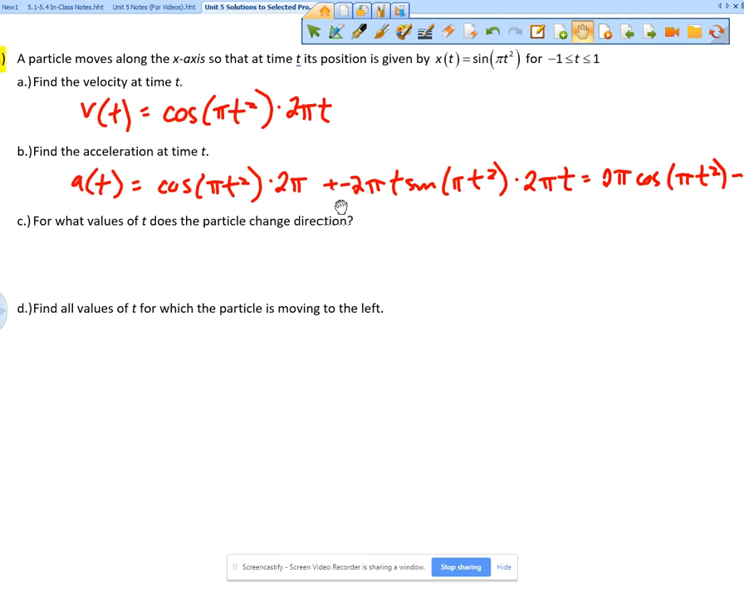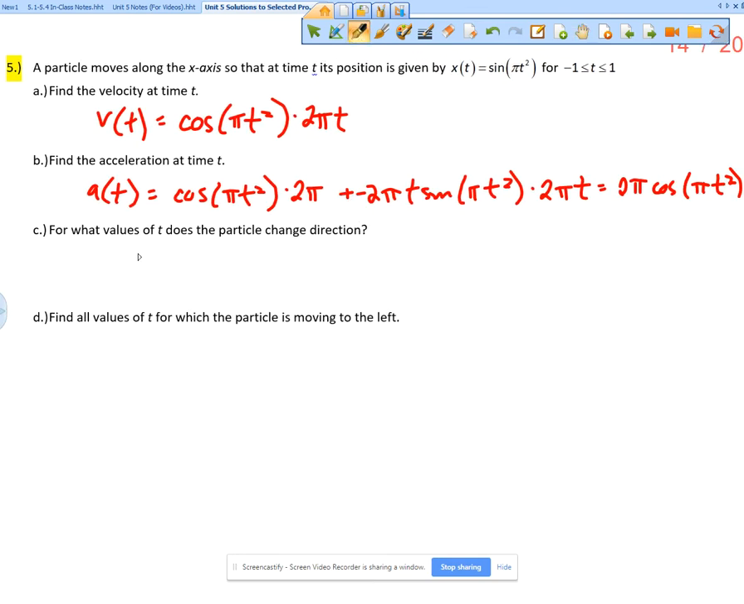So that would be the simplified version of the acceleration. But then it says, for what values of t does the particle change direction? We don't need acceleration for that question, so we're going back to the velocity. When is velocity 0? That's the first question. And then we need to do a sign analysis to figure out when it changes direction. So velocity equals 0: cosine of pi t squared times 2 pi t. We have two things multiplied together to equal 0, so either 2 pi t equals 0 or cosine of pi t squared equals 0.